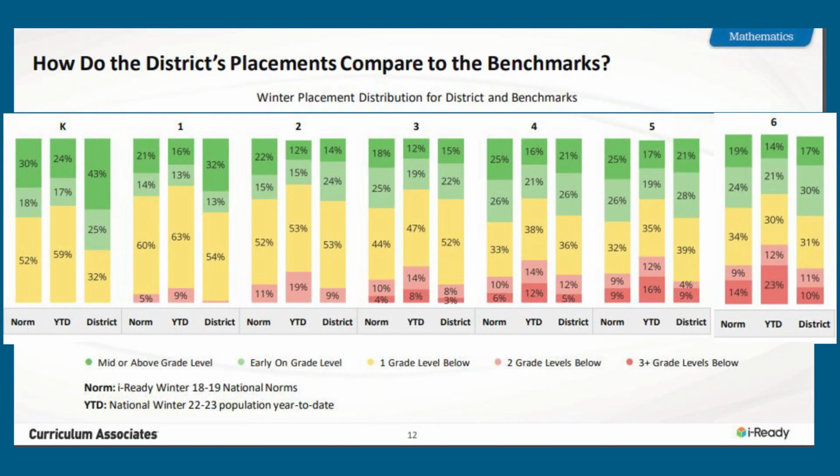This is it by grade level. So you can see kindergarten and 1st grade is better than the normed data in 1819 when looking at that dark green area. All of the grade levels outperform the national data from this year and is trending more towards outperforming the norm data from 1819.